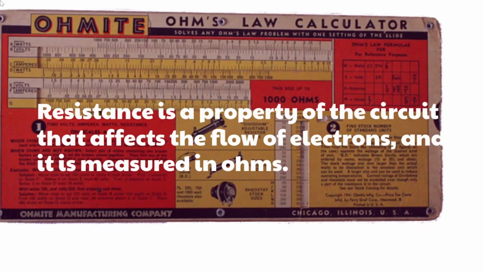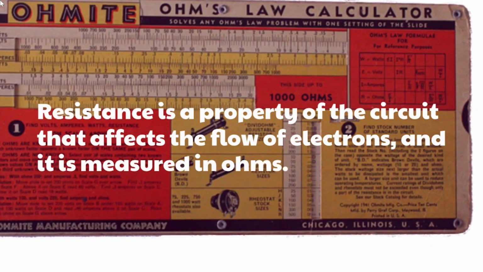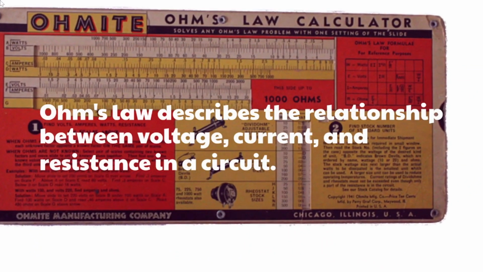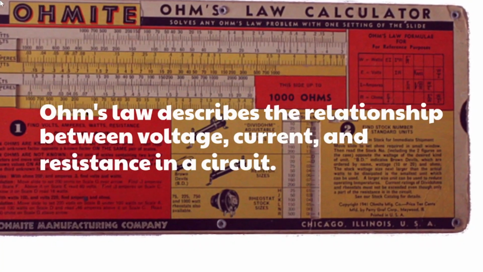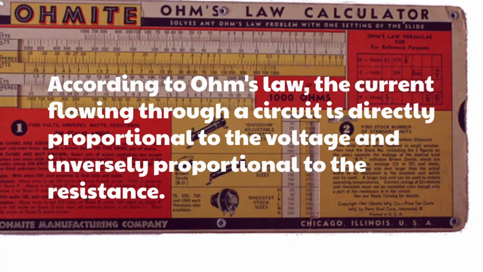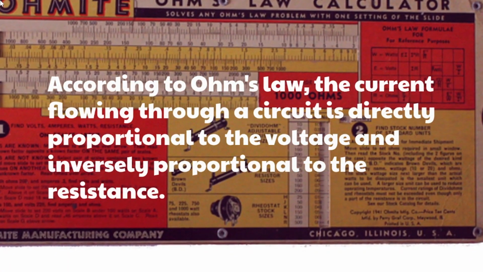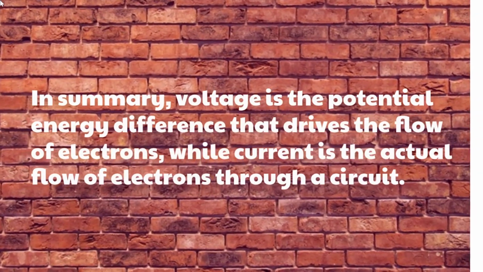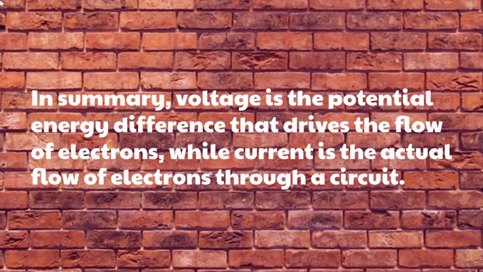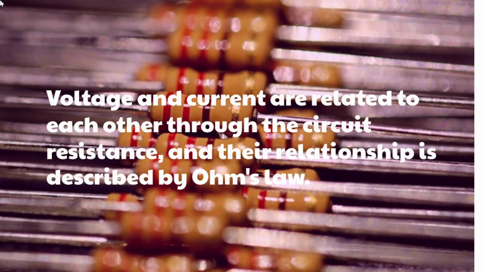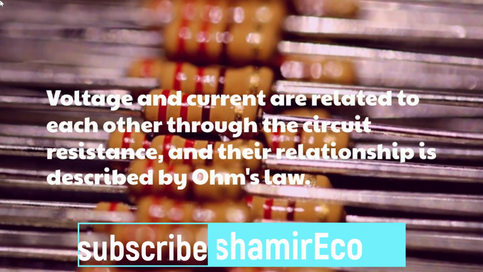Resistance is a property of the circuit that affects the flow of electrons, and it is measured in ohms. Ohm's law describes the relationship between voltage, current, and resistance in a circuit. According to Ohm's law, the current flowing through a circuit is directly proportional to the voltage and inversely proportional to the resistance. In summary, voltage is the potential energy difference that drives the flow of electrons, while current is the actual flow of electrons through a circuit. Voltage and current are related to each other through the circuit resistance, and their relationship is described by Ohm's law.